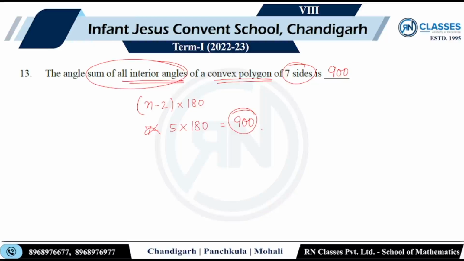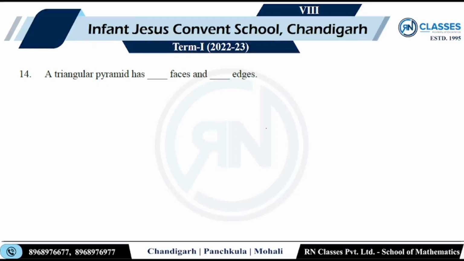Right. Next one. Question number 40. A triangular pyramid has इतने faces और इतने edges. Triangular pyramid. Triangle बना दी. Triangular pyramid means यहां पे हमने एक point ले लिया. Connect. I'm so sorry guys. It has to be 1 point.